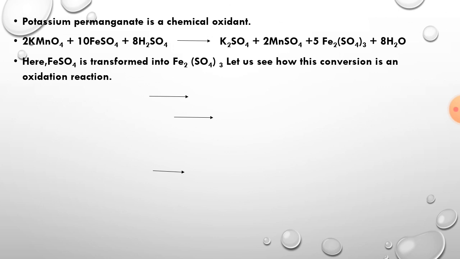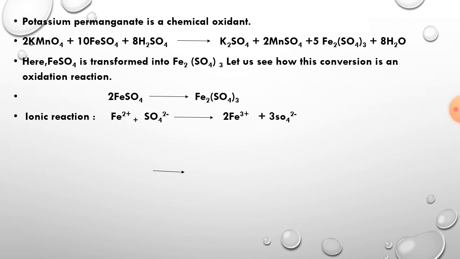Here one reaction is given. Just look at the reaction. What happens? Here on the reactant side FeSO4 is there. On the product side Fe2(SO4)3 is there. So here FeSO4 is transformed into Fe2(SO4)3. Why does this kind of conversion happen? Let's see. So what happened? FeSO4 gets transformed into Fe2(SO4)3.